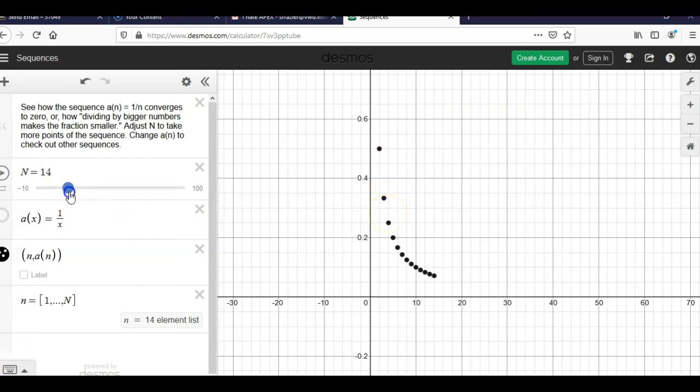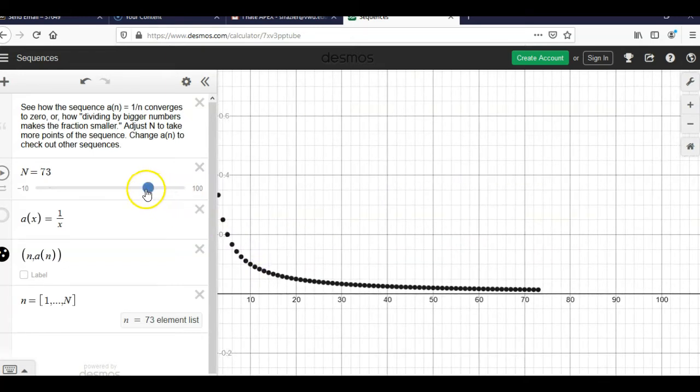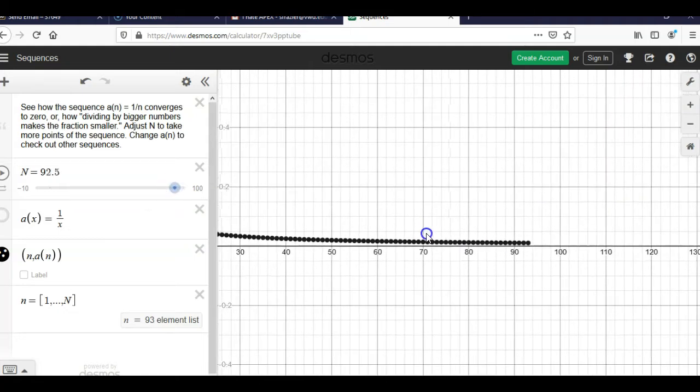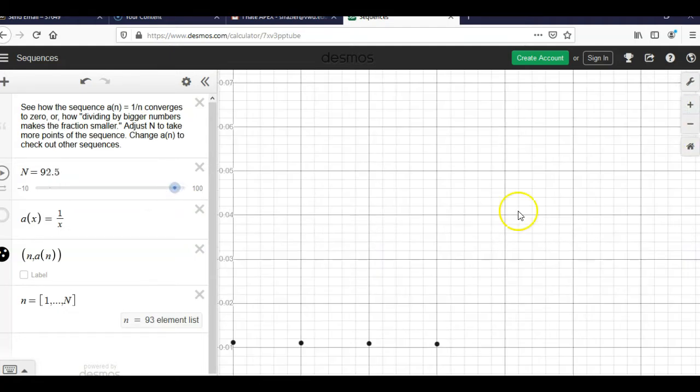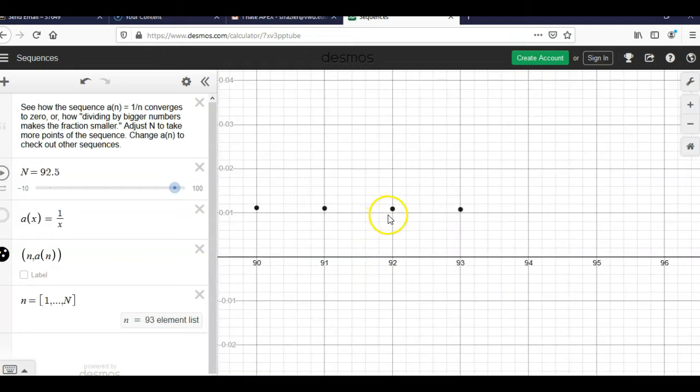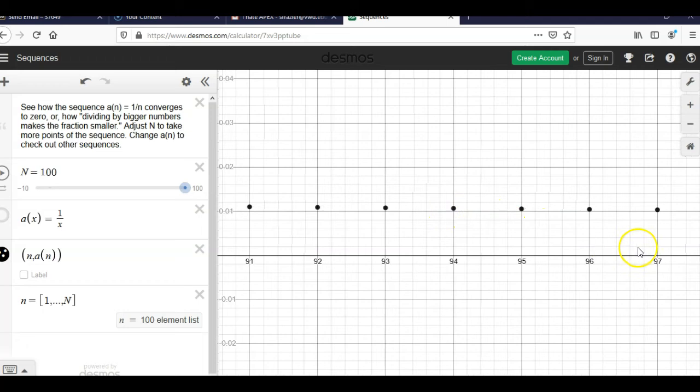So you can see here, if we increase the number of terms, what happens with these guys. It's looking like they are kind of leveling off. And if we go up to 100 terms here, you can see that they never cross the axis. But in fact, they're getting closer and closer to the axis each time. So if we scroll in here, the 92nd term was 0.01087. Here, the 93rd term was 0.01075, and so on and so forth. So you can see that they're decreasing a little bit each time. In fact, they're decreasing towards 0.